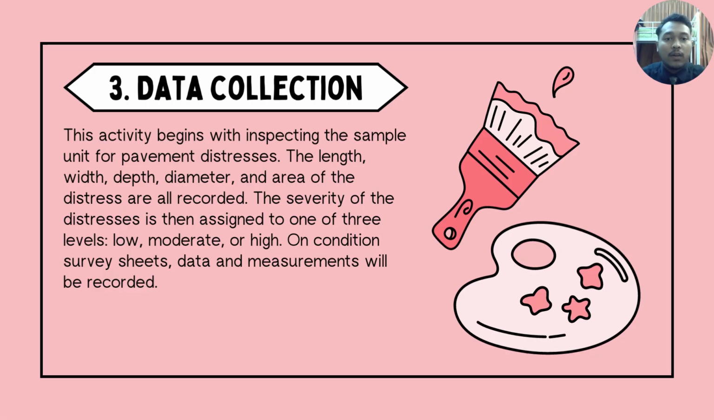Third is data collection. This activity begins with inspecting the sample unit of pavement distress, the length, width, depth, diameter, and area of the distress, and all is recorded. The severity of the distress is then assigned to one of 3 levels: low, moderate, or high. On the condition survey sheet, data and measurements will be recorded.